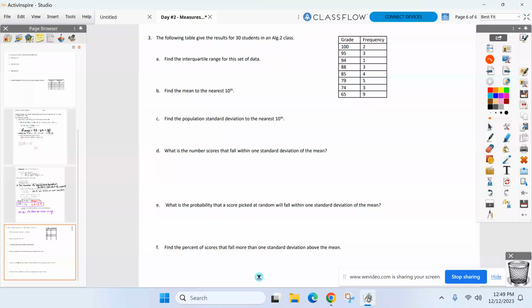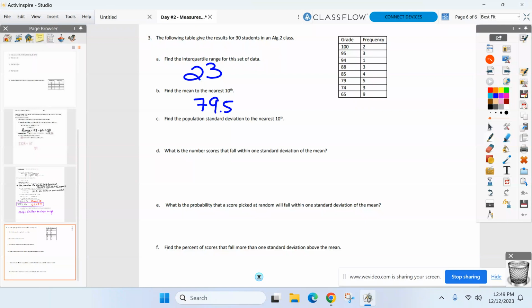Any issues with the calculator here? Go over stats when you're done, and all the stats will be right there for you. Okay, what's the interquartile range? If we type these in correctly, what do you got? 23, should be 23. Okay, mean to the nearest 10th. I have 79.5. If you're not getting these values, you typed in something wrong. I don't know what else to tell you.